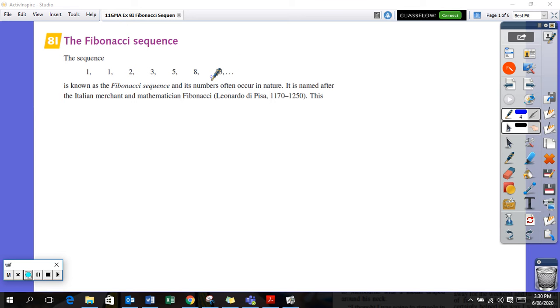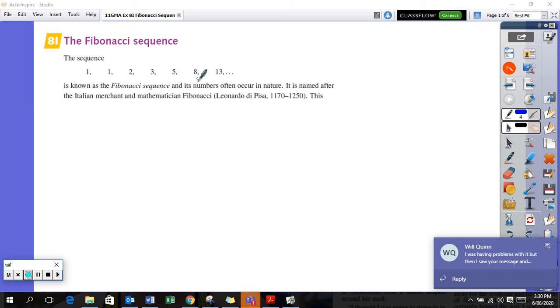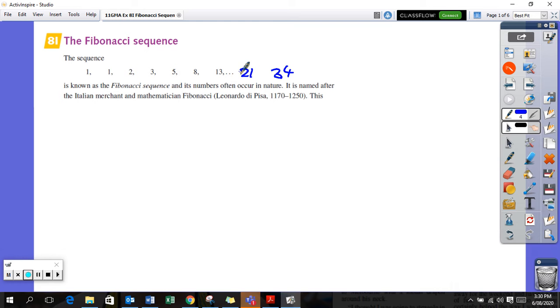So have a think, what do you think the next number is going to be? We have to go 8 plus 13 and we get 21. Then we go 13 plus 21 and we get 34. So we're always adding the previous two numbers to get the next. So the next one is going to be 55. Okay, so Fibonacci sequence, add the previous two numbers.